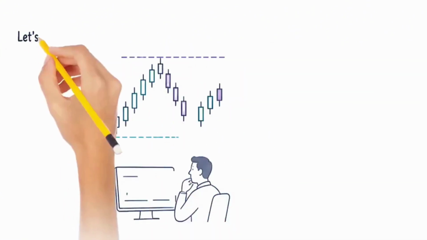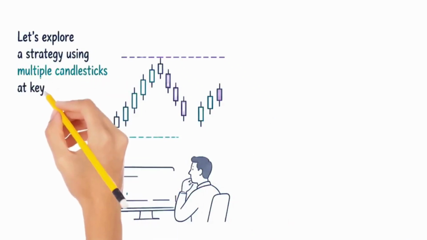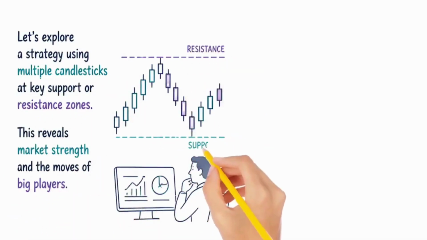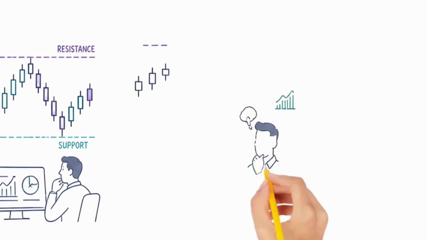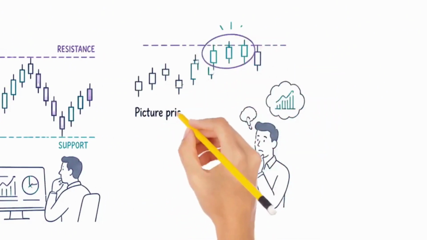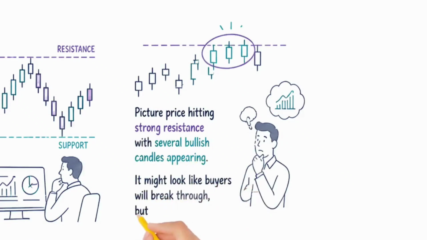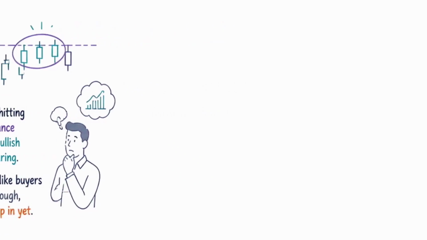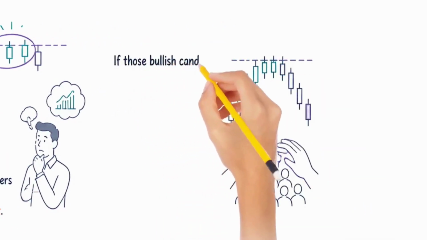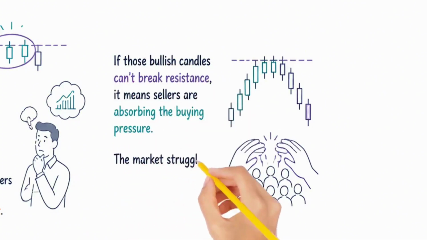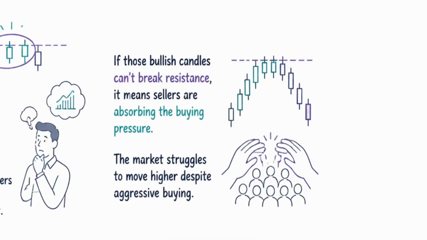Let's explore a strategy using multiple candlesticks at key support or resistance zones. This reveals market strength and the moves of big players. Picture price hitting strong resistance with several bullish candles appearing. It might look like buyers will break through, but don't jump in yet. If those bullish candles can't break resistance, it means sellers are absorbing the buying pressure. The market struggles to move higher despite aggressive buying.